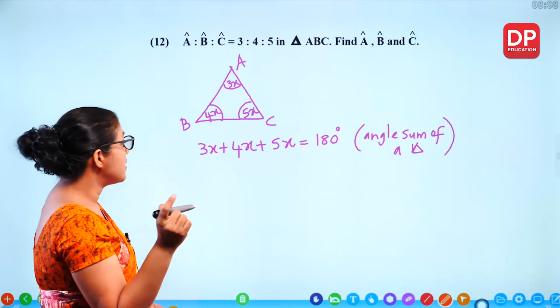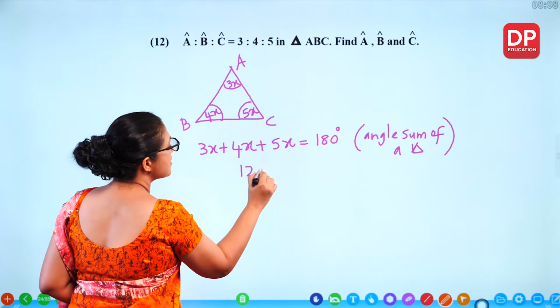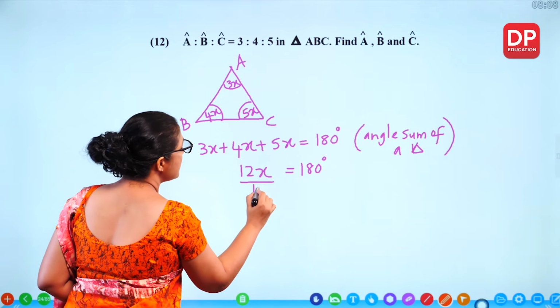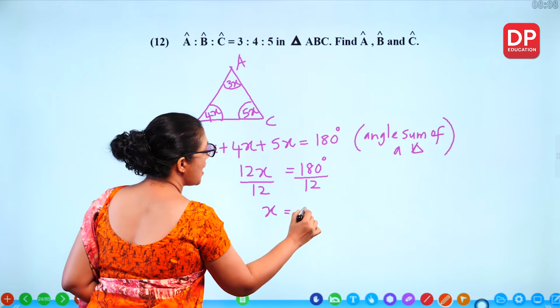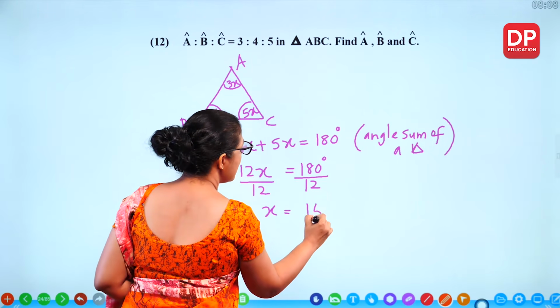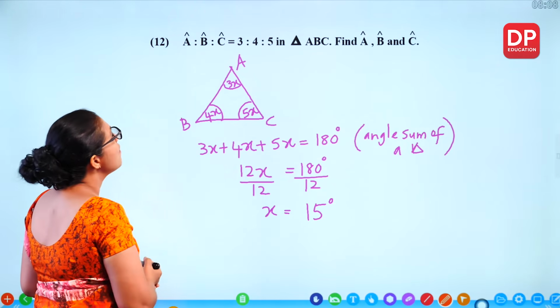Like terms you can add. 5 plus 4, 9. 9 plus 3, 12x is equal to 180. Divide this by 12. So x becomes 12 times 1, 12. And here 6 remaining for 60. 12 times 5. So x equals 15.